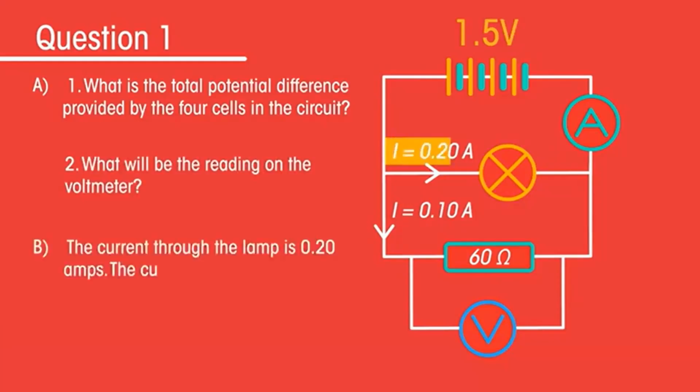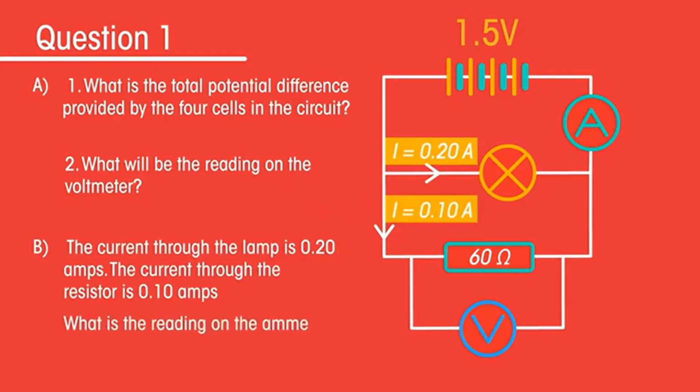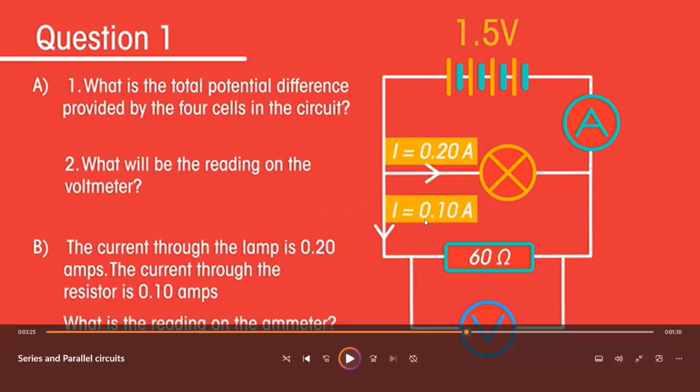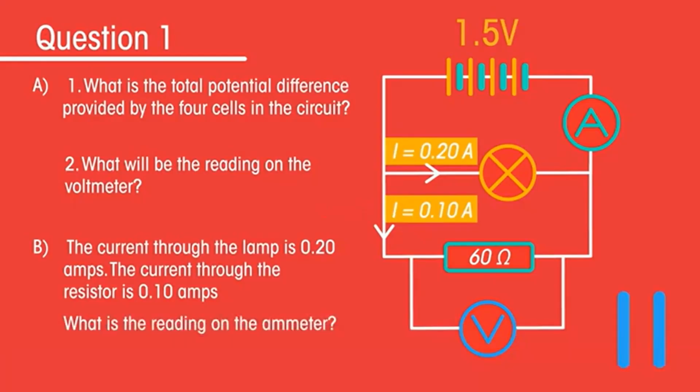The current through the lamp is 0.20 amps. The current through the resistor is 0.10 amps. What is the reading on the ammeter? These are the currents in the components. At this point, both branches collect together. So the current reaching the ammeter is the addition of both of them. So it's going to be 0.30 or 0.3. Pause the video while you work out the answers. As we said, 6 and 0.3.